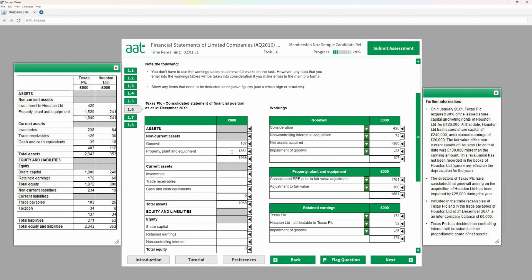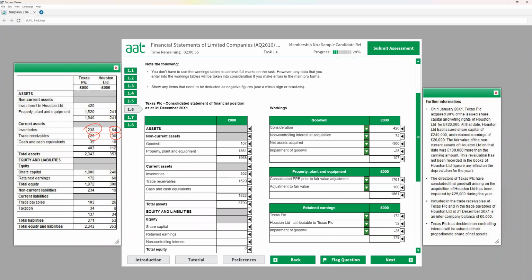And then we have inventory. Just need to add everything. So inventory 64 plus 238, so 302. And trade receivables, we have to do a little bit of adjustment. If you remember, we have a 6,000 intercompany. So we do 30 plus 120, that is 150. So 150 we need to write here, trade receivables.